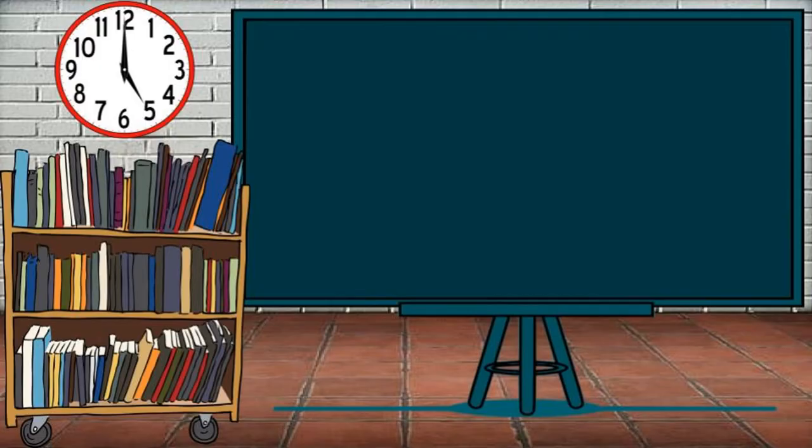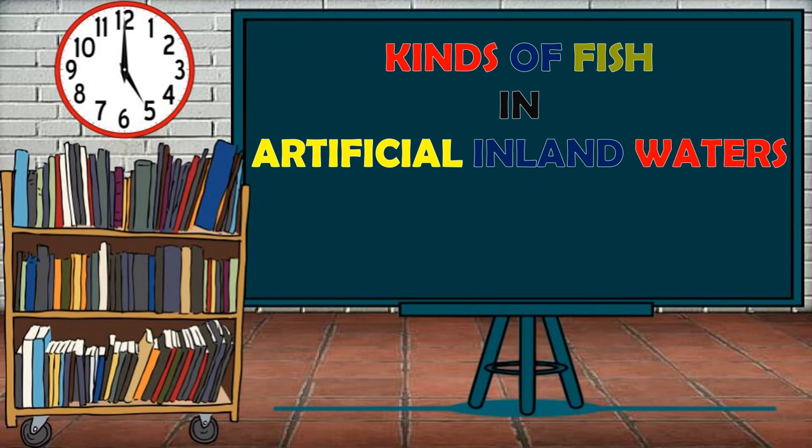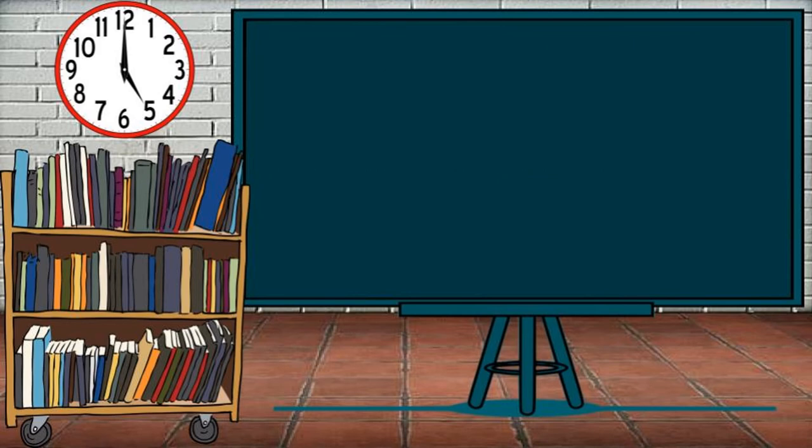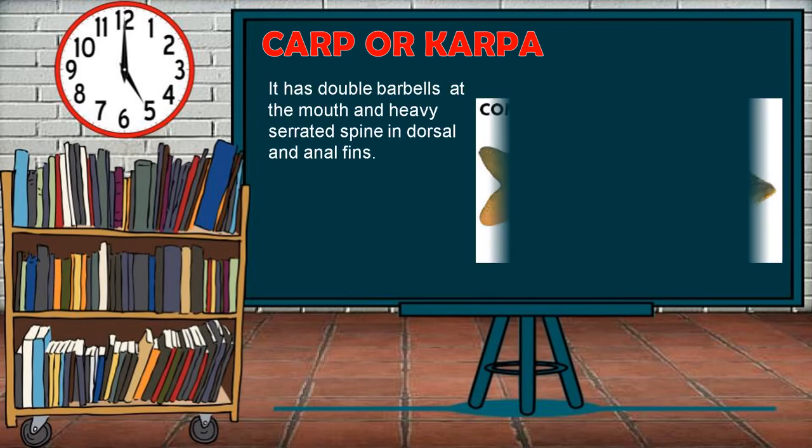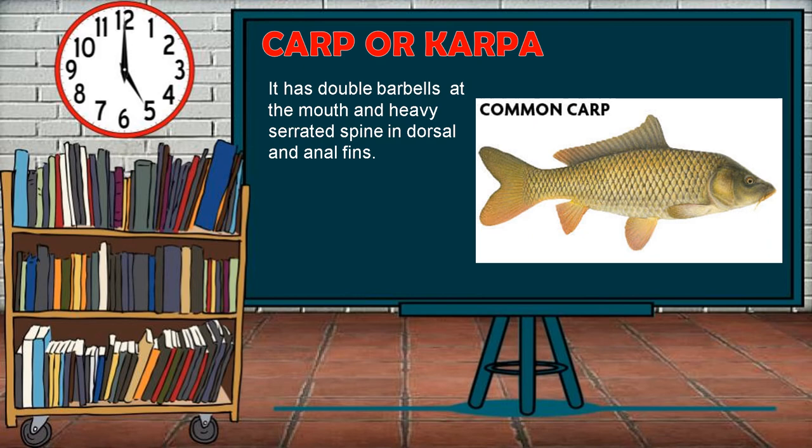And now, let us identify the kinds of fish in artificial inland waters. The first one for the kinds of fish found in artificial inland waters is carp or karpa. It has double barbels at the mouth and a heavy serrated spine in the dorsal and anal fin.